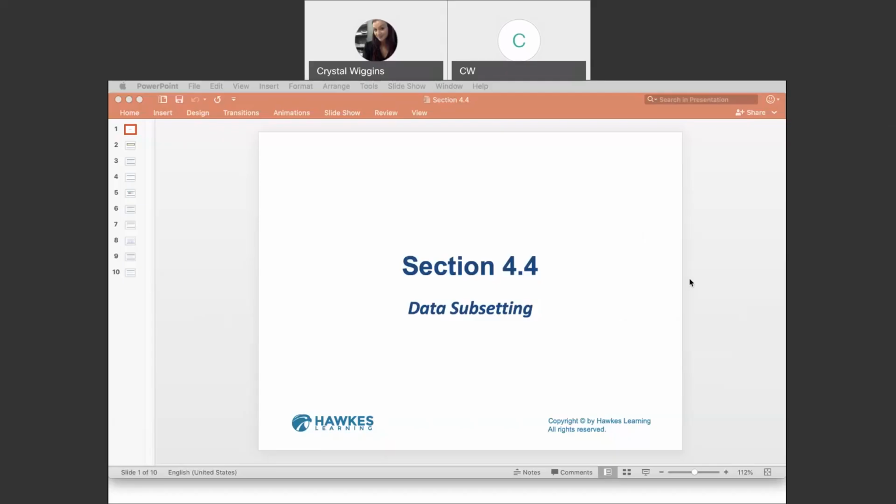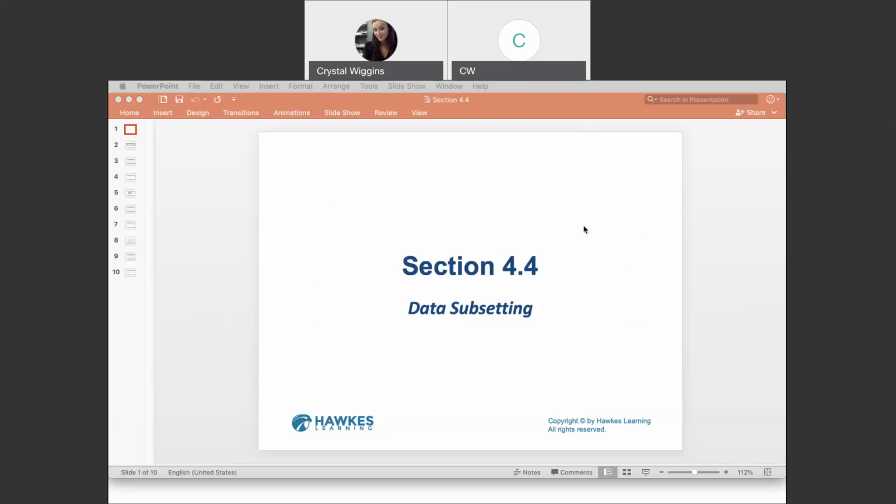So this recording is on section 4.4, and we'll be talking about data subsetting. So many times we'll look at an entire data set and we'll graph it and we'll take a look at the visual and try to tell a story. In some cases, that's all we need.